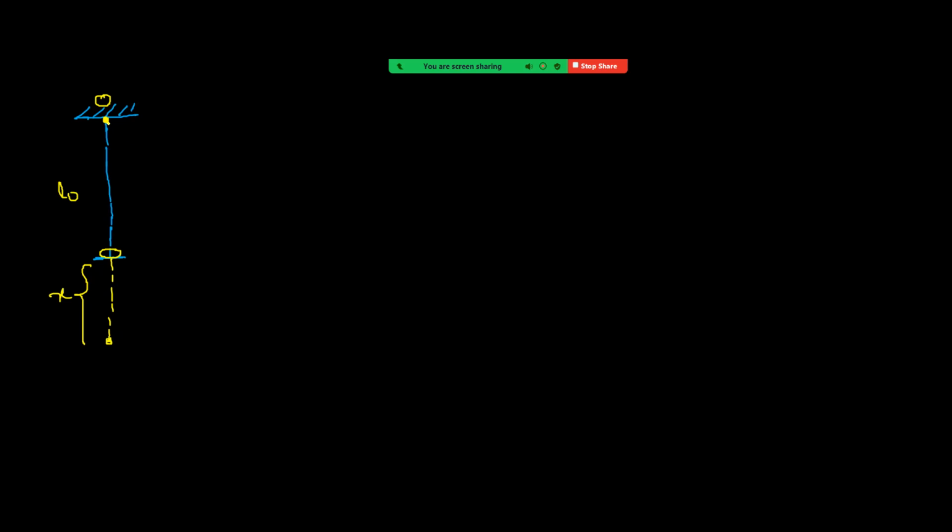Then the particle has come down by a distance L naught plus x. So if you are taking the particle, cord and earth as a system, the loss in gravitational potential energy is mg(L naught plus x). This loss converts into elastic potential energy. There is no kinetic energy, only elastic potential energy, that is equal to half k x square. Elongation is x.